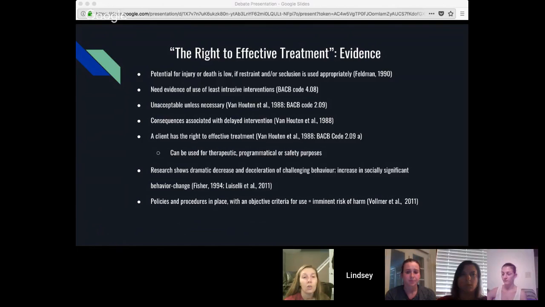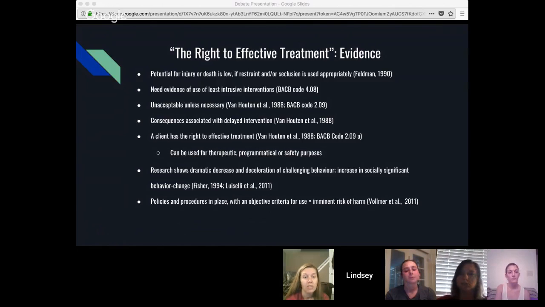Okay, so we previously heard the ethical concerns with restraint and seclusion, that there's obviously a potential for injury or death with the use of these measures. So we say that the overall potential for injury or death would be low if restraint or seclusion is used least intrusively, when appropriate, and according to federal or state policies and procedures.